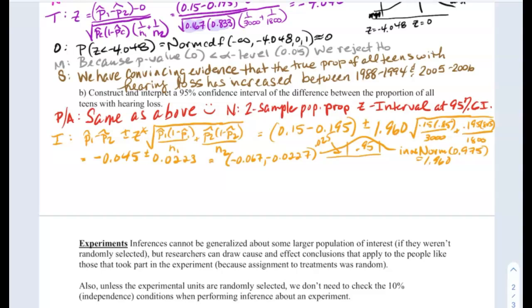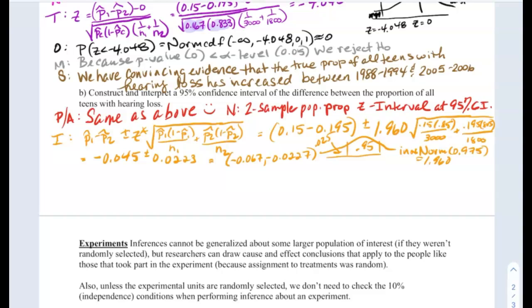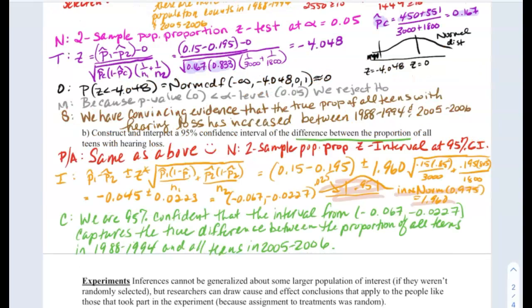And then that leads us to a confidence interval from -0.067 to -0.0227. Remember that you did have to go and find a z-star score. And so in order to do that, keep in mind that you should be drawing some kind of inverse norm stuff happening here. Get that 1.60. Okay, and then the last thing is our conclusion. And then here's our last one, our conclusion.